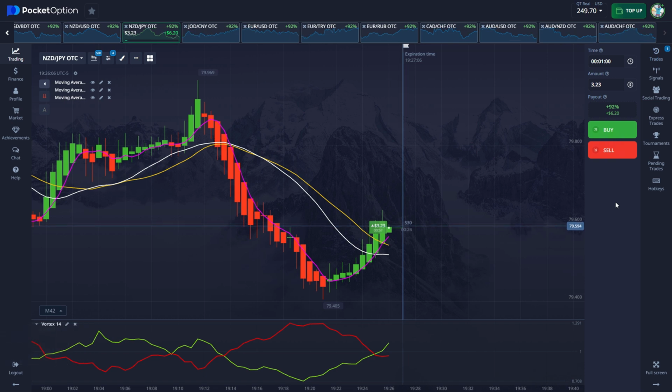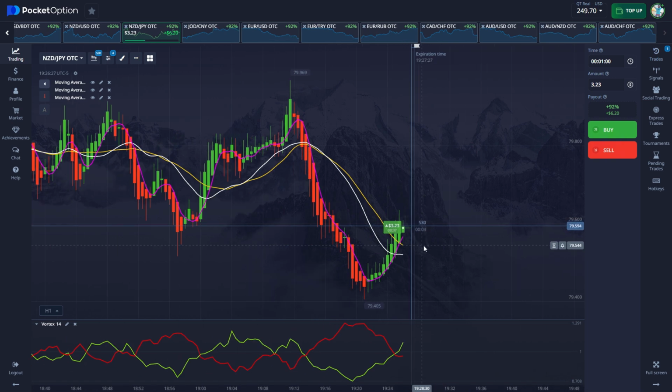So again, this is a 1 minute expiry and 30-second candles. So we had our confirmation here with the cross. We had a cross of the 5 SMA over the 25 and the 20. We had nice green strong candles here. So all things considered, we are moving upwards.